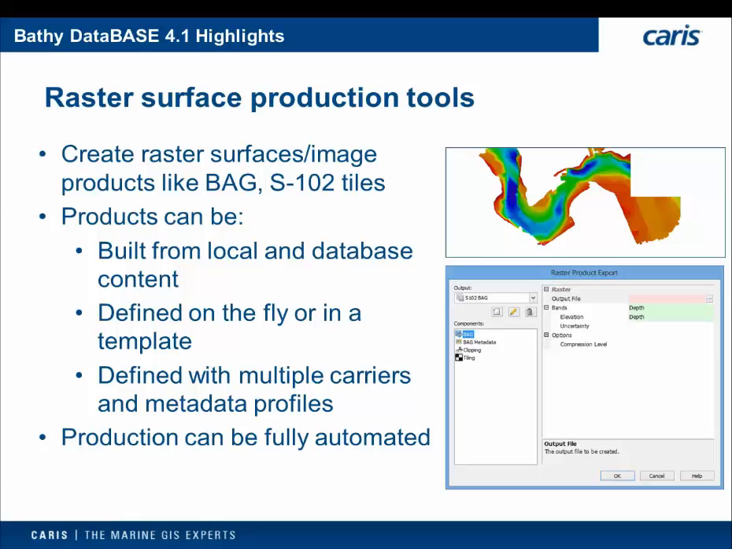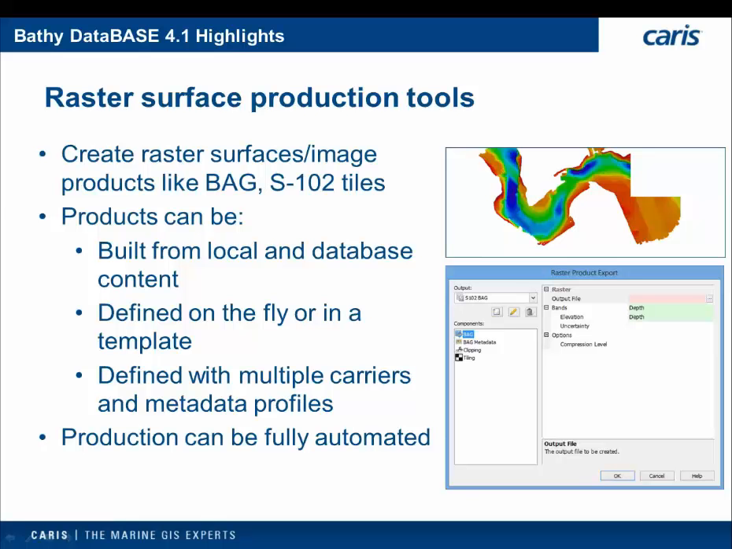Raster surface products would cover things like creating BAGs for exchange between hydrographic organizations, creating 32-bit floating point GeoTIFFs, which is the format often used to make raster surfaces available through web coverage services, creating S-102 bathymetric surfaces under S-100, and other proposed S-10X products that will come. Really, any kind of raster product that has to be generated to comply with a certain set of specifications has to be created on some regular schedule and kept up to date.